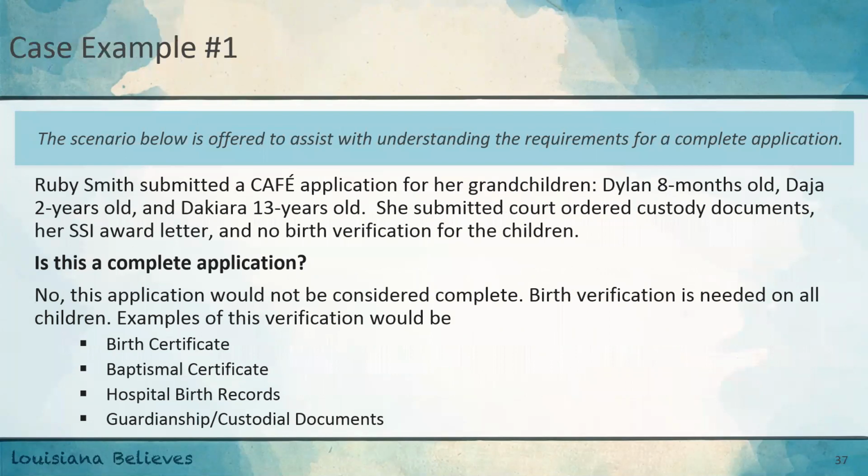So let's go through an example. Ruby Smith submitted a CAFE application for her grandchildren, Dylan, 8 months, Deja, 2 years old, and Dakaria, 13 years old. She submitted court order custody documents, her SSI award letter, and no birth verification for the children. Is this application considered complete? In this case, no. This application will not be considered complete because birth verification is needed for all children in the household. And again, examples of this will be the birth certificate, baptismal certificate, hospital birth records, or guardian or custodial documents.